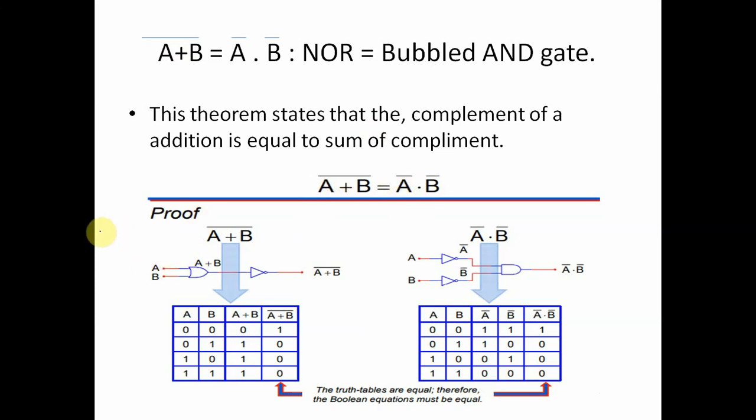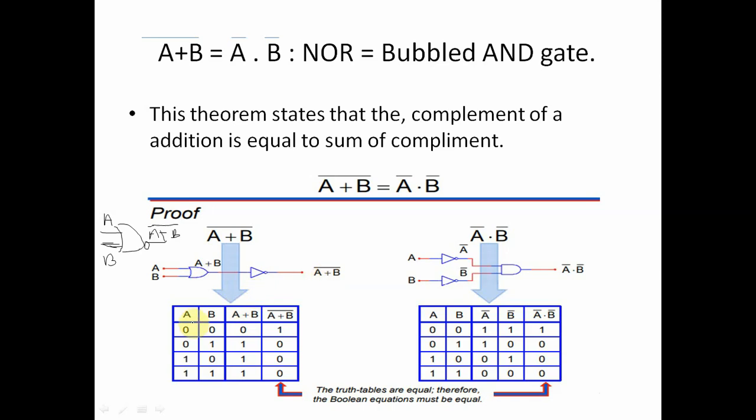So here we draw the symbol of the NOR gate. This is the symbol of the NOR gate. Here I am taking A and B as inputs, and here we draw the NOR gate. So here the output is (A plus B) bar. We can also write this symbol or this symbol. Here we take the OR gate, and the output of the OR gate is applied to the NOT gate. Then we get (A plus B) bar.